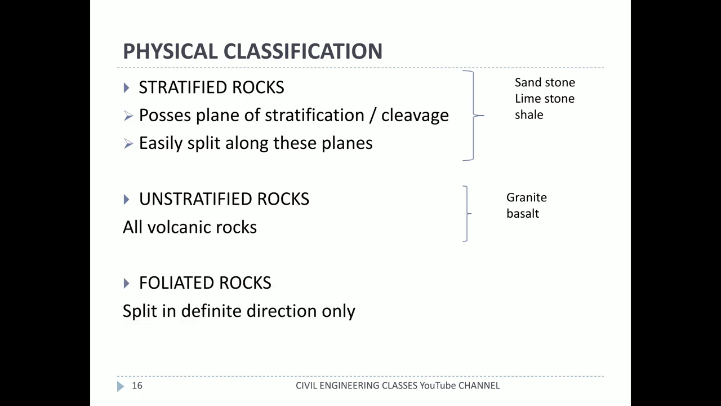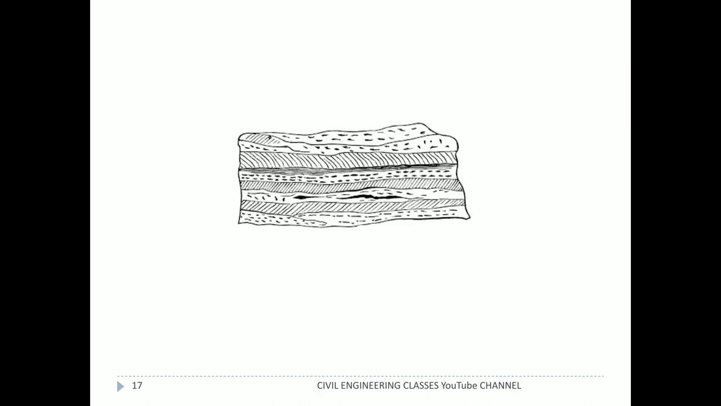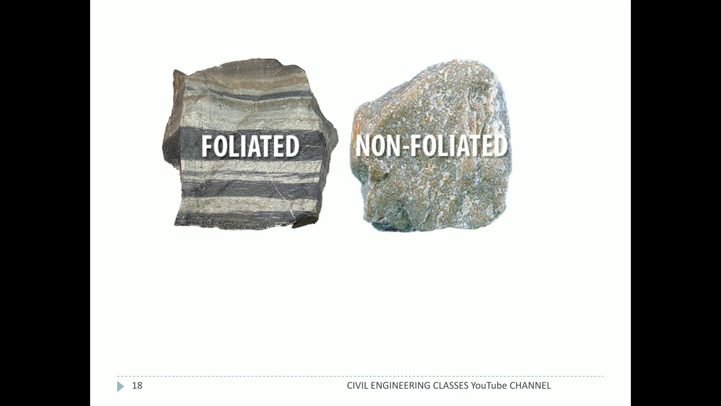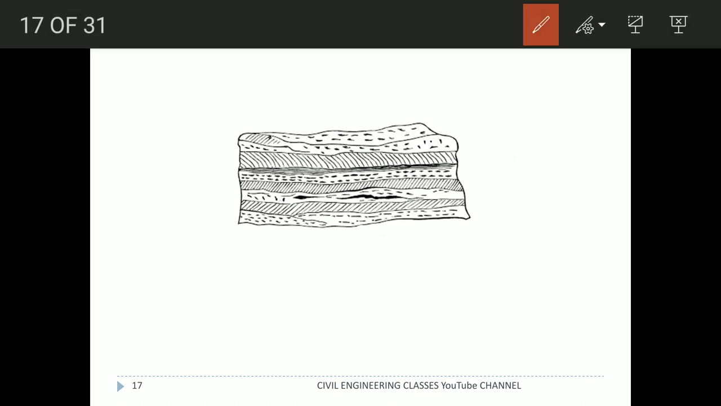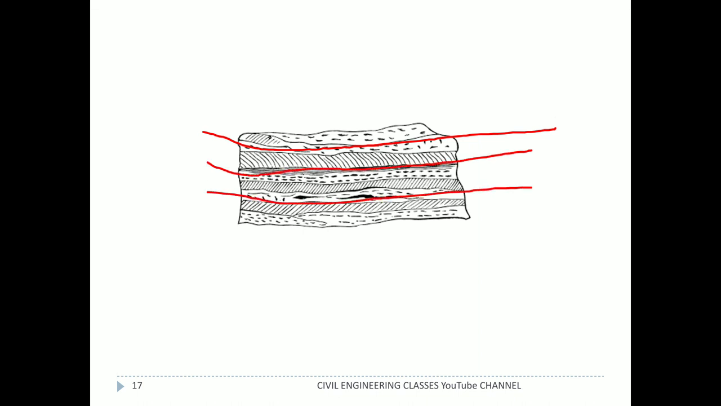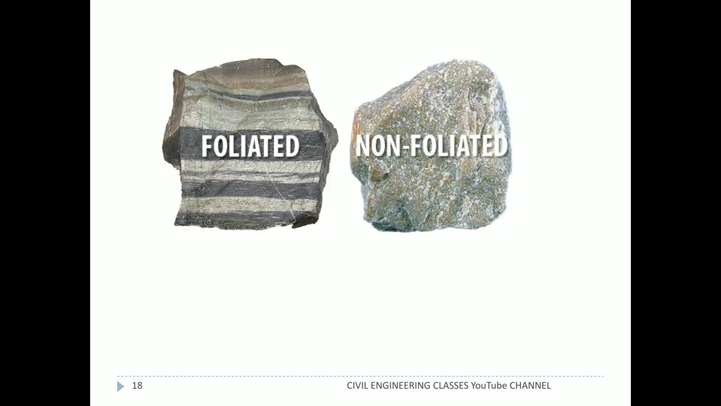Next one is foliated rocks. Foliated rocks means they will split in a very definite direction only. Let's see the figures. Examples of foliated rocks are quartzite and marble. This is a figure of a stratified rock. We know there are certain planes along which the rocks will split very easily. This is called a stratified rock. Here is the figure of foliated and non-foliated rocks. You can see the difference from the figure itself.